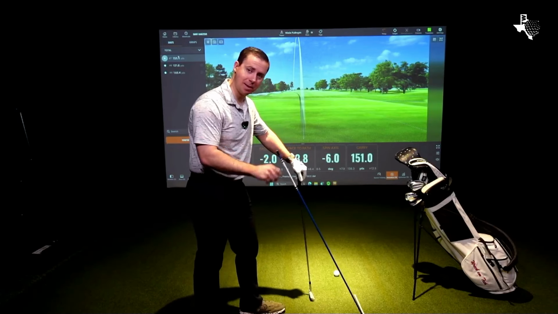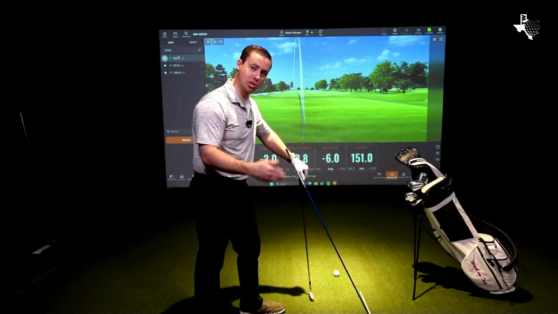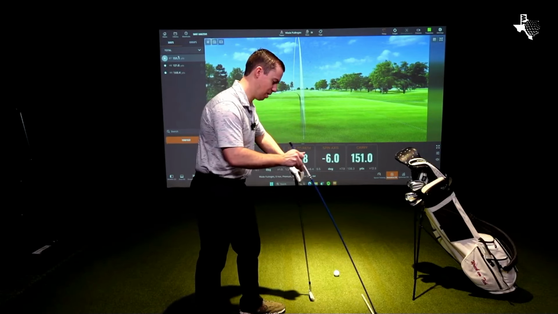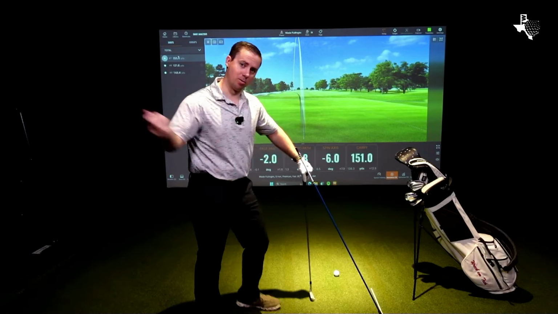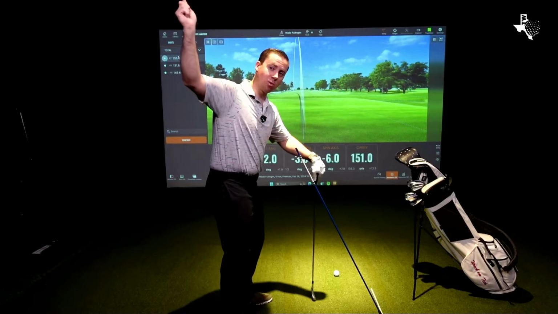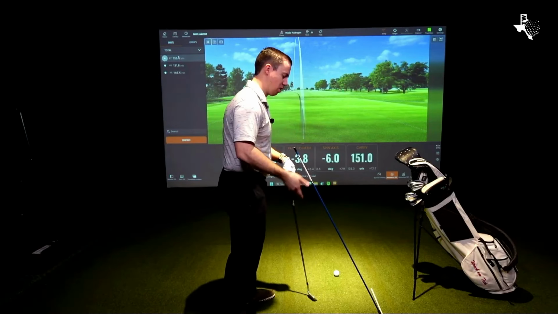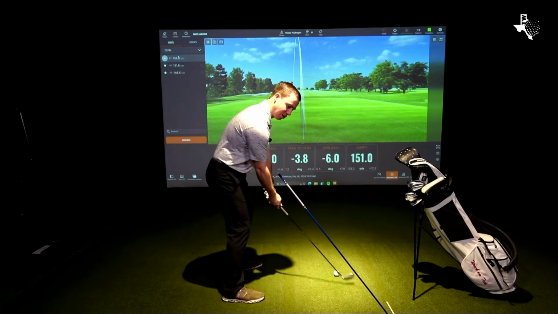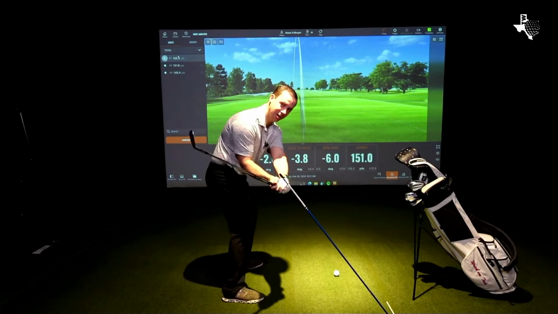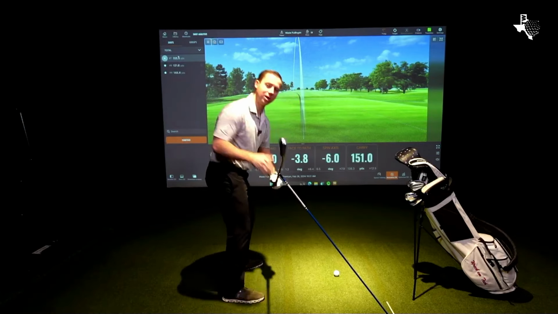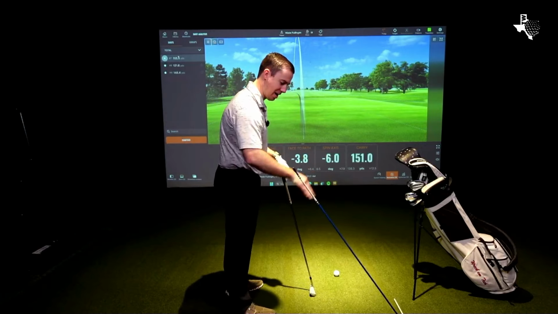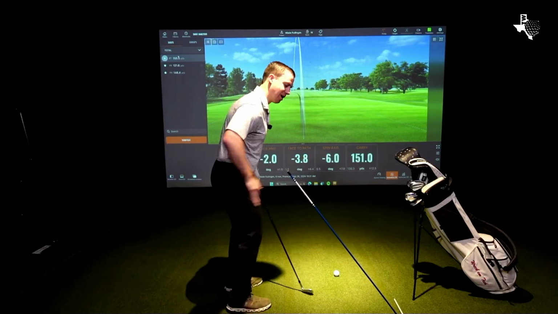It allows me to stick alignment rods in here so that I can use it to correct path or to hone in my path, whatever you want to use it for. If you're an over-the-top player, meaning the club's moving out this way, we need to work on the club coming more from the inside. We're going to set this stick on a plane that allows me to learn that the club's got to come back underneath and not over the top of that line.